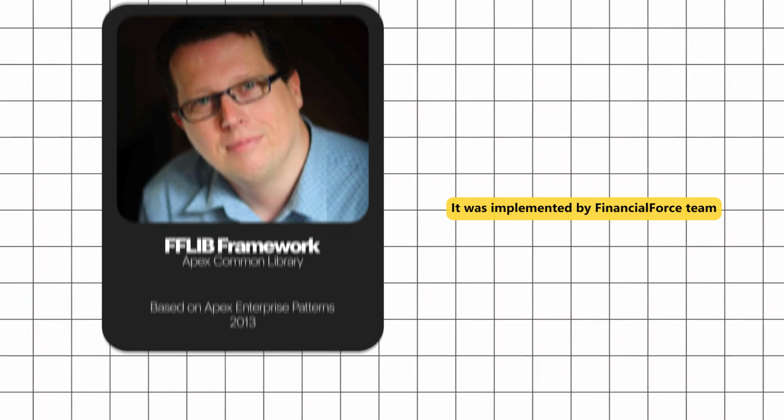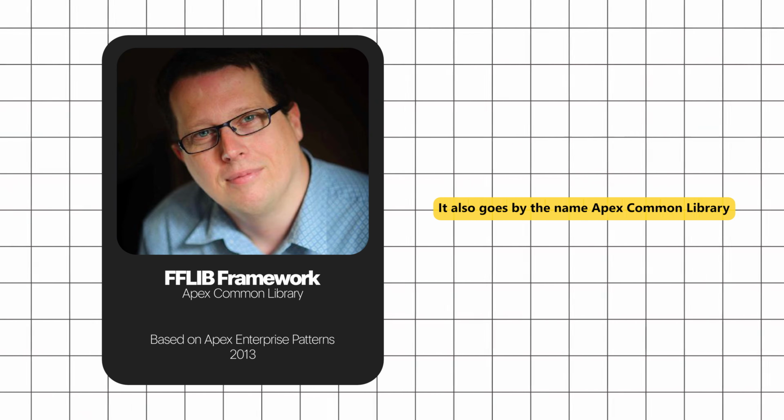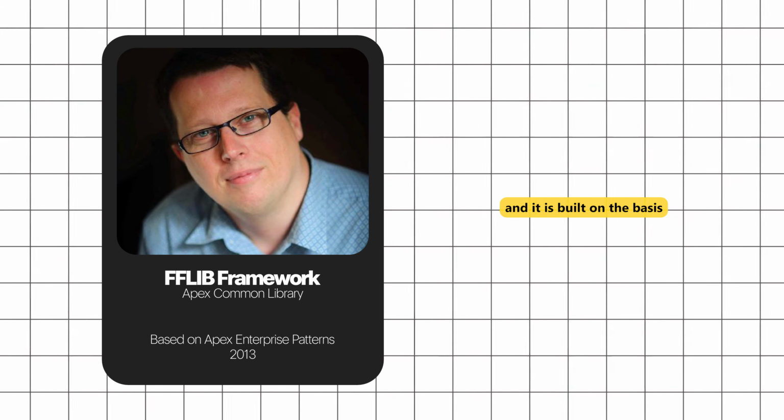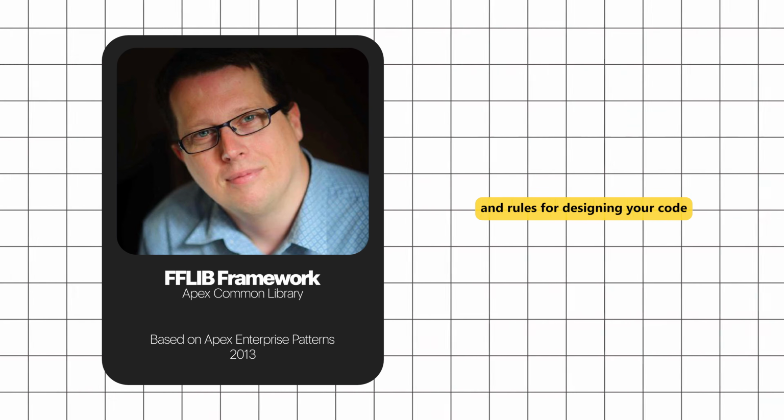In the Salesforce ecosystem, the standard for ideal architecture for a very long time has been FFLIB. It was implemented by the Financial Force team, primarily by Andrew Fawcett, more than a decade ago. It also goes by the name Apex Common Library, and it is built on the basis of the Apex Enterprise Patterns, which are a set of practices and rules for designing your code.